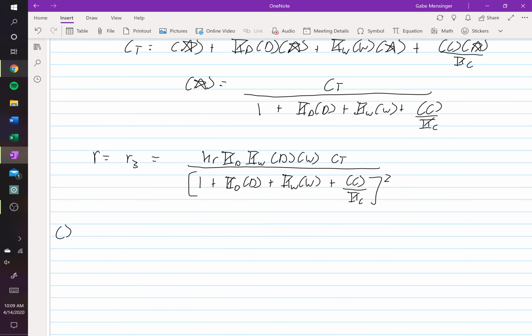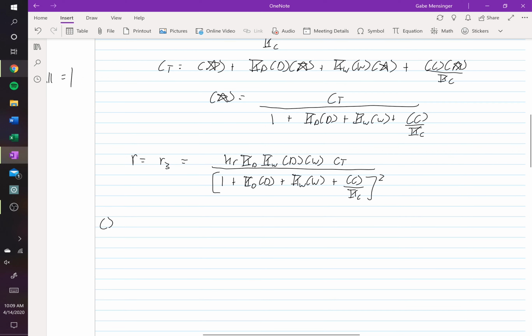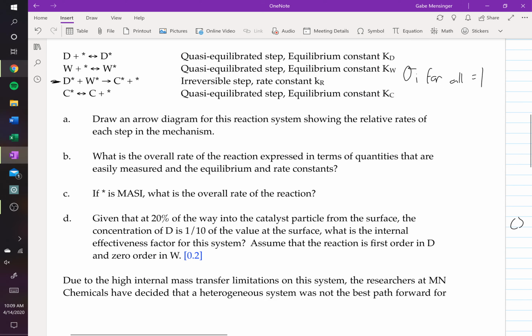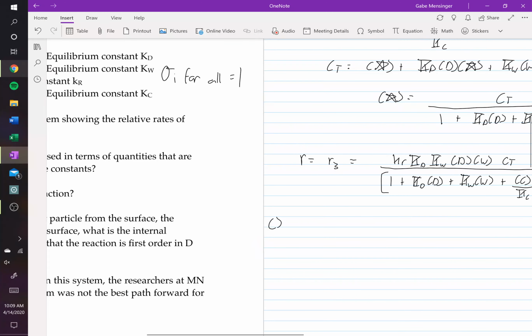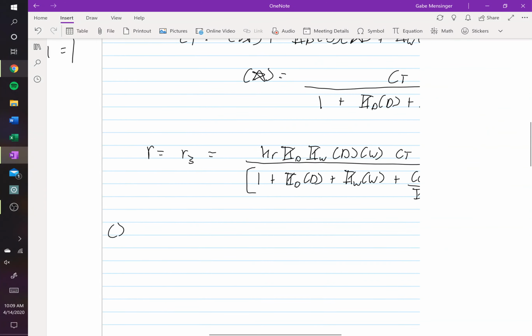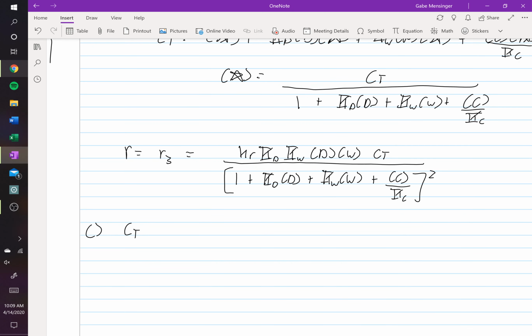So moving on to part C. If star is massy, what is the overall reaction rate? So when we assume massy, I'm just going to write out the whole site balance.